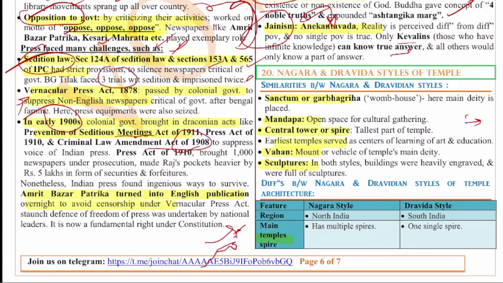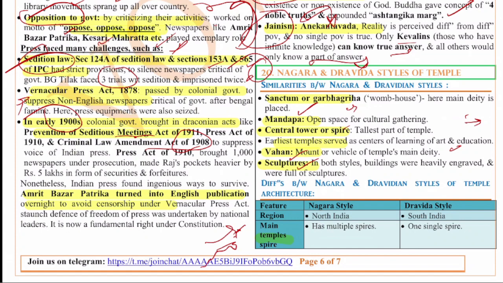Okay, now let's move on to the 20th question. The 20th question is on the Nagara and Dravidian style of temples. This is very important for us. There are a few similarities as well as dissimilarities. First, we will start with the similarities. The first is the Sanctum Sanctorum, that is the Garbhagriha, where the main deity is placed in both these types of architecture. You have the Mandapa, where there is space for people's cultural gathering. You have the central tower or Shikhara, which is the tallest part of the temple. You have the Vahana, the vehicle, which is mounted opposite the temple's main deity. And next are sculptures, which are heavily engraved in both these kinds of architecture.